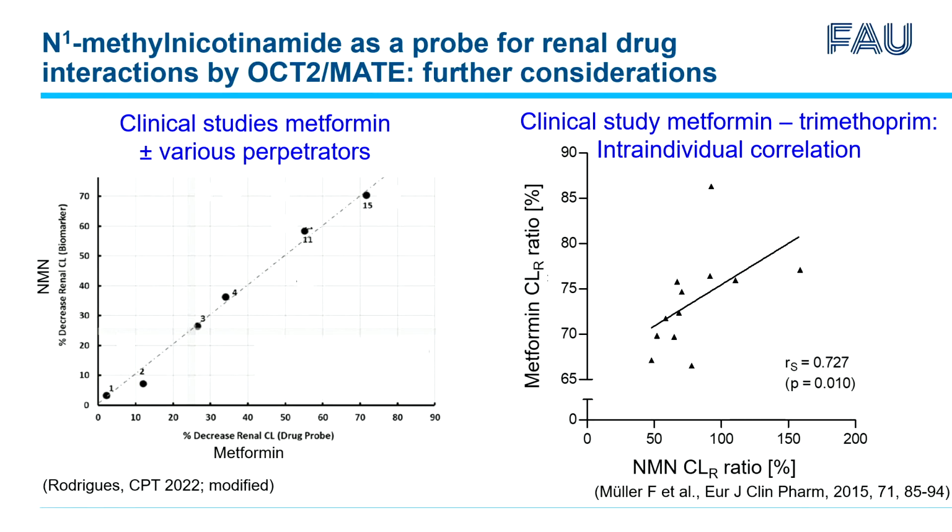Looking at the intra-individual level, the data become much more sparse at the moment. So there's, from our study, an analysis with a limited number of individuals. But if you look at, again, the change in metformin renal clearance due to the inhibitor, due to trimethoprim, and in the same individuals you look at the change in the renal clearance of NMN, there you find a reasonable correlation. We would like to see that also in larger sample sizes, and that's an issue we think we should also focus on in the future and get more data on this intra-individual correlation.